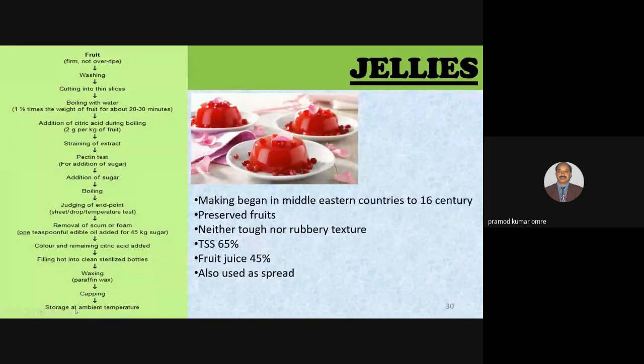The other one is the jellies. Jelly making began in Middle Eastern countries in the 16th century. Preserved fruits, neither tough nor rubbery textures. TSS is 65%. Fruit juice 45%. Also used as a spread. Since jelly is used as a spread on food, it is easily available, easy to use as well as to transport. If we convert the material into jelly, the packaging form is available for use, and how to make the jelly is given in the flow chart. You can see here how to make it. So whatever fruit is going for expiry, we can convert into jelly form.